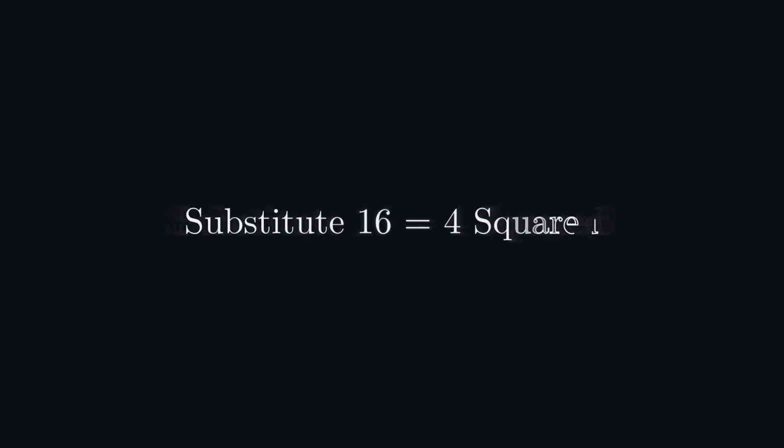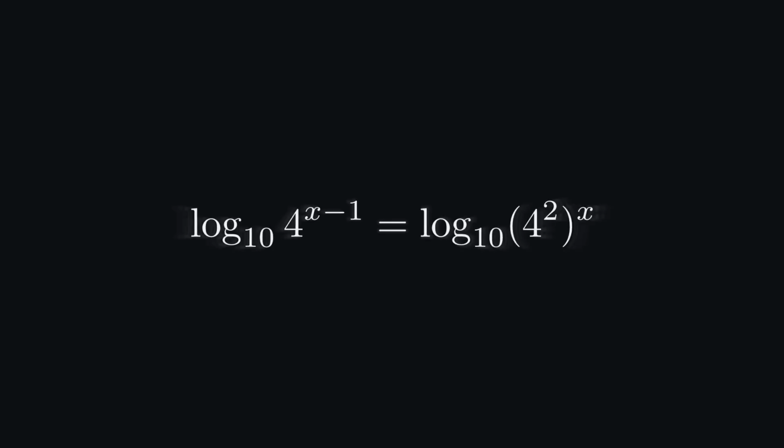Next, let's rewrite the number 16. We know that 16 can be expressed as 4 squared. Now, we substitute 16 with 4 squared in our equation. This results in log base 10 of 4 raised to the power of x - 1 equals log base 10 of 4 squared raised to the power x.